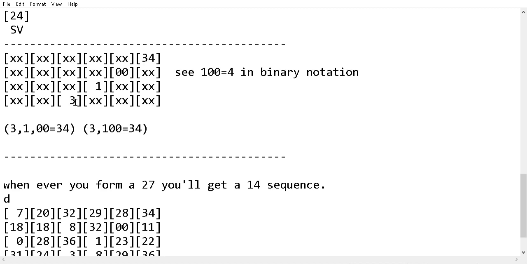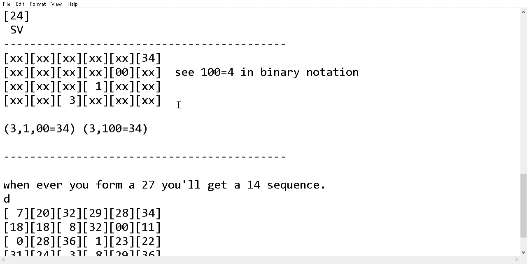So this is a decimal 3 linked to a 100. That's 4 in binary notation. So you got 34, and that's equal to 34 right here. So every number gets sequenced. It's all an equivalent sequence. That's the way it is, either in roulette or in lotto. It doesn't matter what kind of lotto game. It's all relative. It's all equal to a number of some sort.